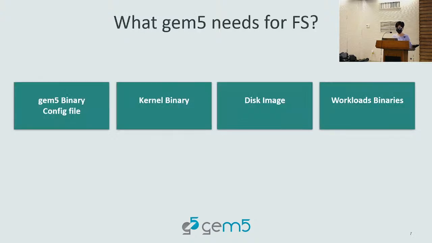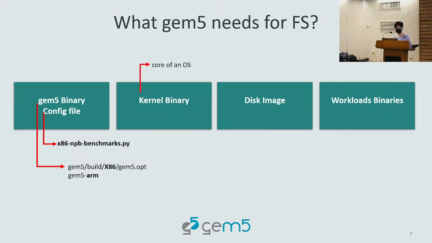Let's see what gem5 needs to launch a full system simulation. We need the gem5 binary, which can be any type of binary according to your ISA, as we have seen many, many times in the past couple of days, like x86 gem5.opt, or ARM. We need the config file, which describes the system, for example, the x86 NAS parallel benchmark, which is usually in Python. We need a kernel binary, which is the core of an operating system.